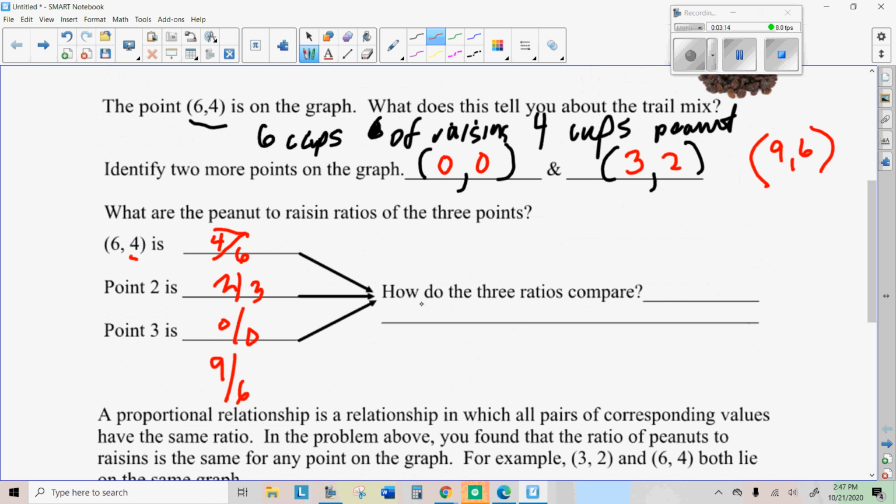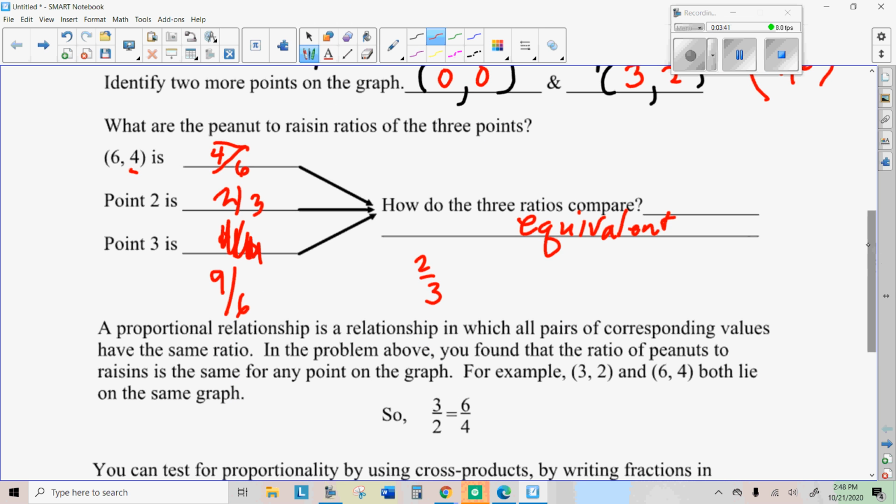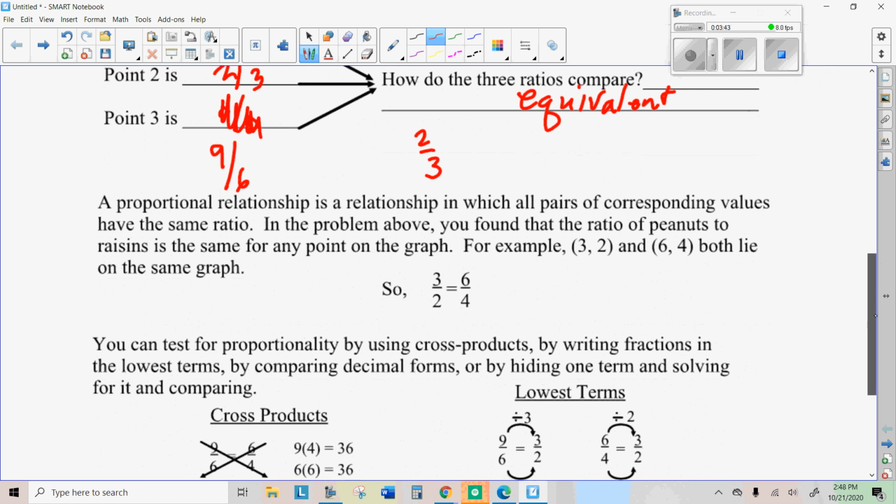Okay, so let's get rid of the 0, 0 because that one always messes us up because it doesn't really represent a mix. It represents no mix. But if you look closely at all these ratios, you'll notice they all can simplify to the ratio 2/3. So they are equivalent ratios. And if you have a relationship with a bunch of equivalent ratios, we call that a proportional relationship. Okay, so this is just information about that.